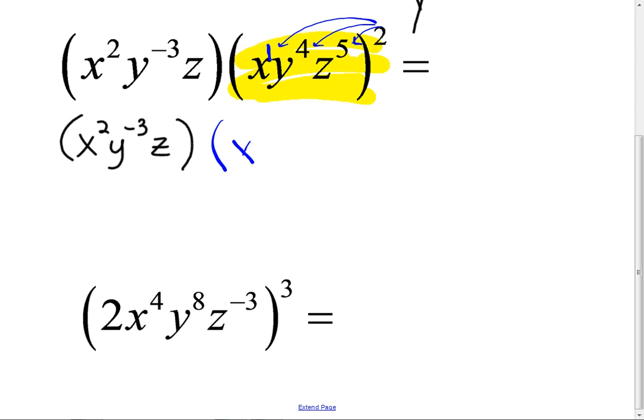So what's this going to give me? X what? Squared. Y to the what? 8. And Z to the what? 10th. Not yet. Not yet. You've got to do it in the right order.